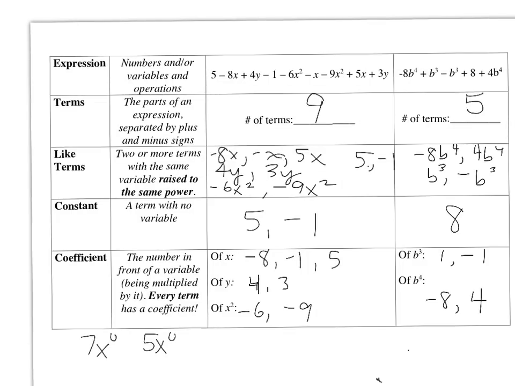Okay, how did you do? I hope you caught all the different negative signs, especially down here for the coefficients of b cubed. Make sure you have a 1 and a -1 for these. That was probably the trickiest one on there.